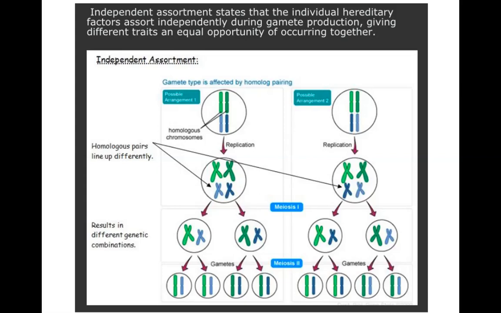Now, take a look at this second possible arrangement. Again, we're talking about independent assortment, meaning different traits can be inherited separately from each other without affecting each other. In this case, the alignment is a little bit different.